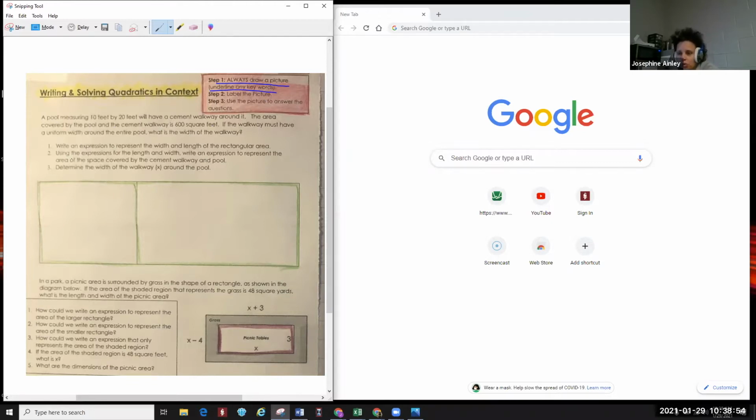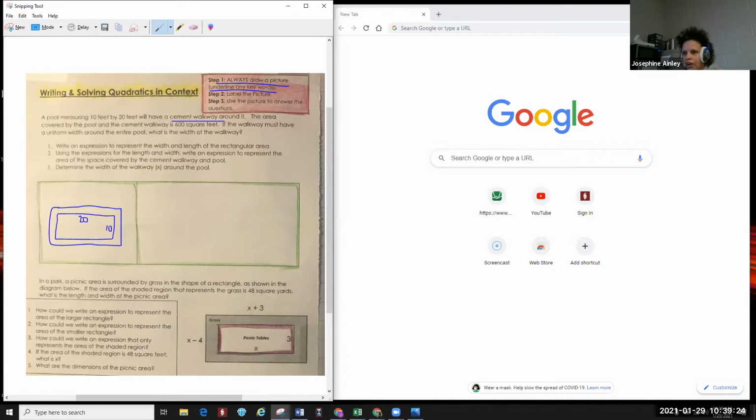So it says a pool. Okay, so already I know that it is a pool. So what does a pool look like? Well, hopefully it's a rectangle, because actually you can have circular pools or kidney-shaped pools. It'll tell you. All right, a pool measuring 10 feet by 20 feet. Okay, so the shorter side is 10. The longer side is 20. We'll have a cement walkway around it. Okay, so here is something going all the way around.